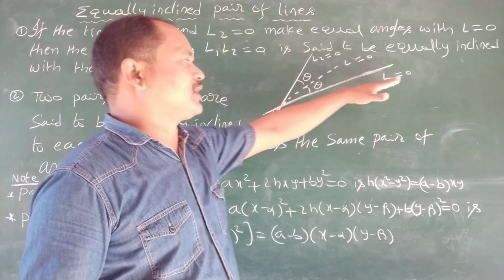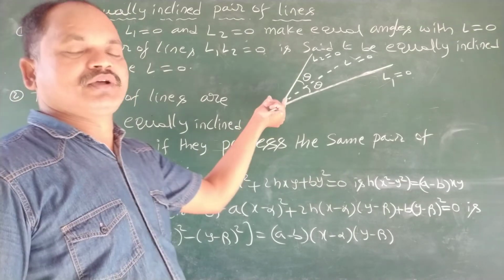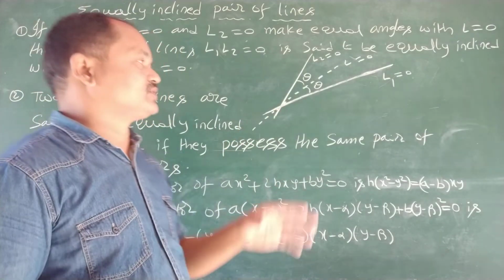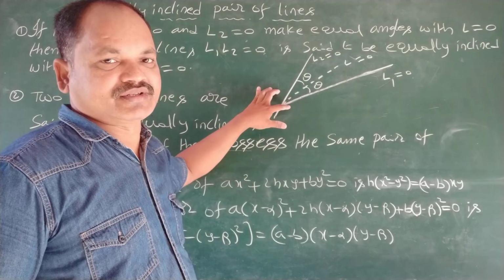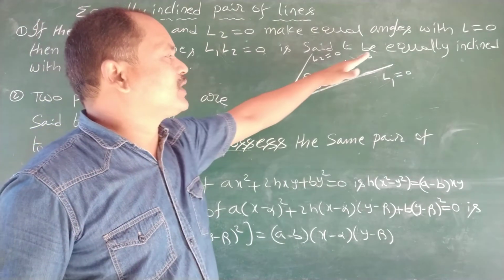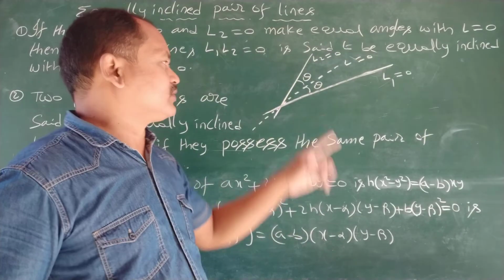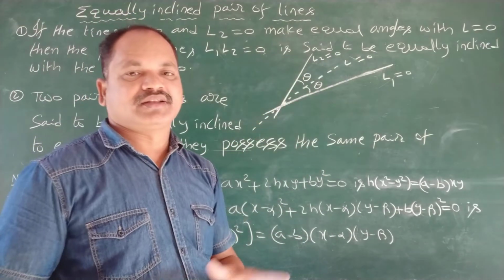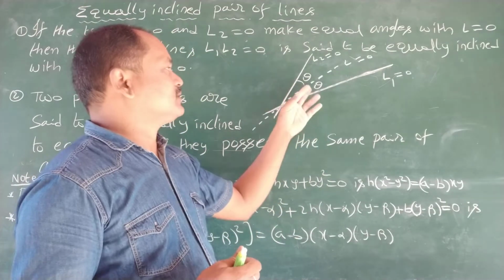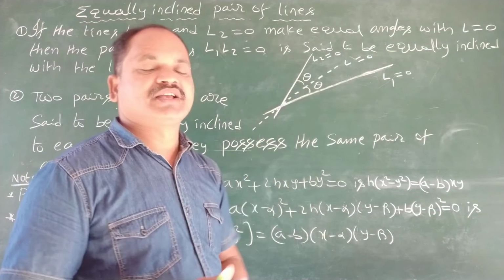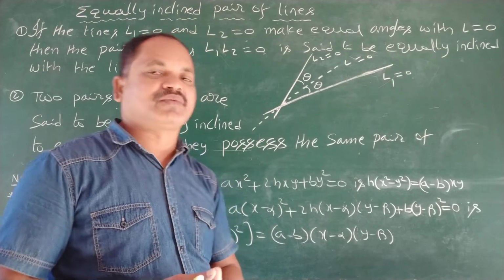That means we have to take L1 is equal to 0 and L2 is equal to 0. The combined equation of L1 and L2 is nothing but L1 L2 is equal to 0. It represents the pair of lines equation, which makes equal angles with the line L is equal to 0. Here it is theta, here it is theta. They have the same angles, equal angles, with L is equal to 0. Then the pair of lines is said to be equally inclined pair of lines.